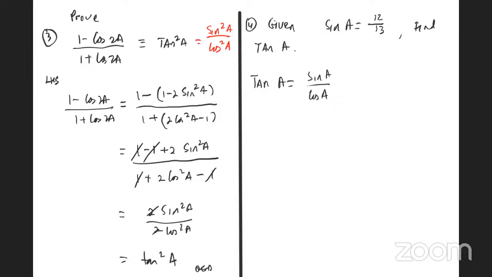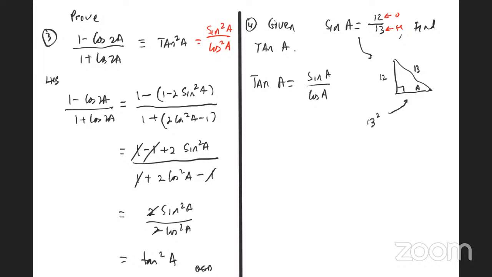What we do is, because these are trig ratios and they belong to the right angle triangle, we could take sine A and represent it on the right angle triangle. So if here is A, we know the opposite is 12 and the hypotenuse is 13. Remember, sine A is equal to opposite over hypotenuse. Then we could find x. So we could use Pythagoras' theorem here.